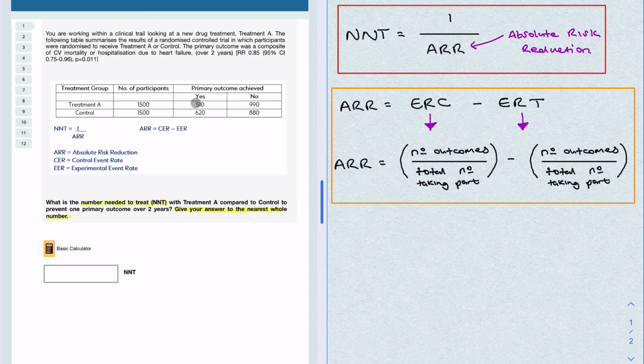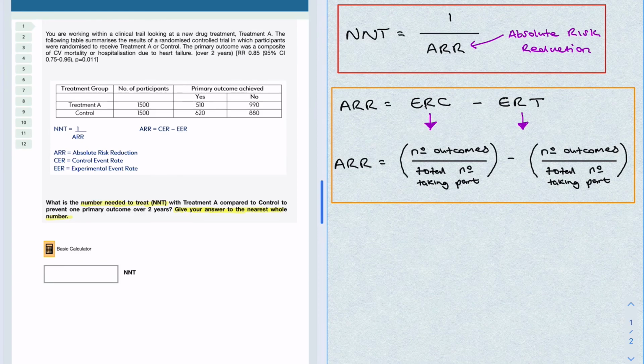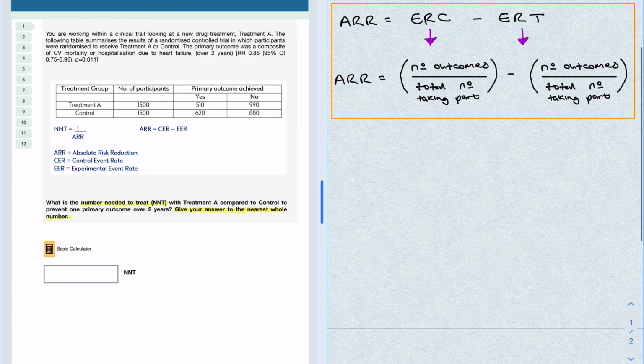So for treatment A, there were 510 outcomes, and for the control group, there were 620 outcomes. Try and use the same layout for each NNT question from example 1. That way you're consistent with your way of working. So what I'm going to do here is 510 divided by 1500 equals, and I'm going to do 620 divided by 1500 equals.